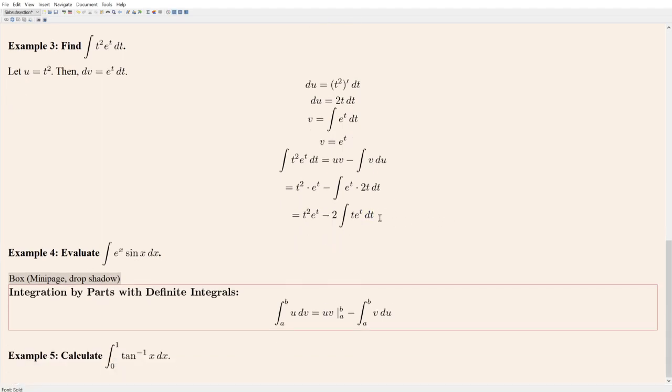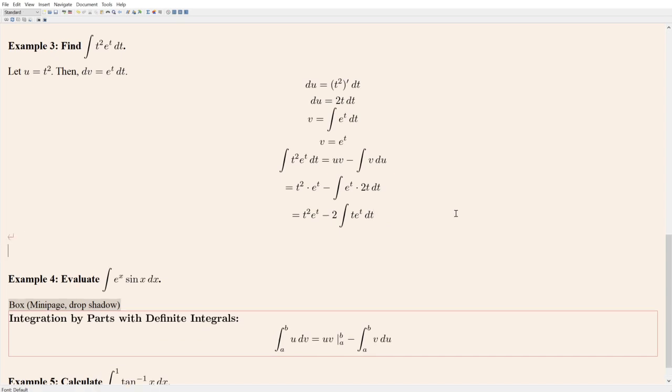Now, we still have to evaluate this integral t e to the t, which is not immediately obvious how we would do. But you might notice we are once again in a situation where we're taking the antiderivative of a product. So let's just use the integration by parts formula again. I mean, there's no rule that says we only have to use it once. We use it as many times as we need.